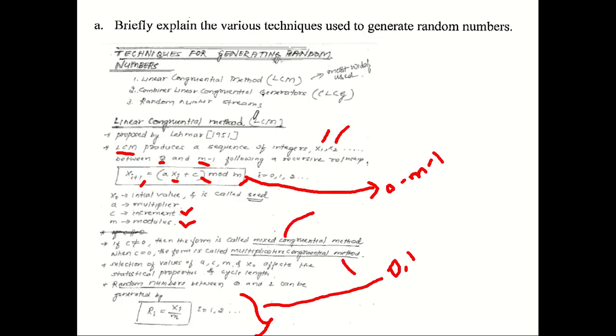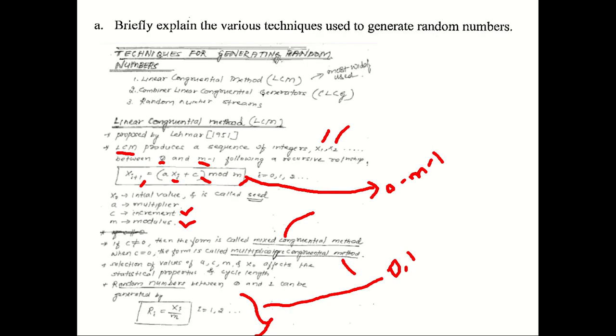See, the problem statement is to use the LCM, linear congruential method. In case of c, let us see one more time. If c is not equal to 0, then that is called the mixed congruential method, nothing but the linear congruential method. If c is equal to 0, then that is called the multiplicative congruential method.